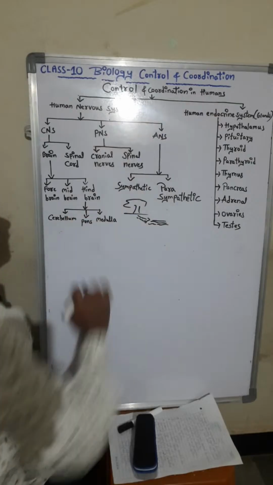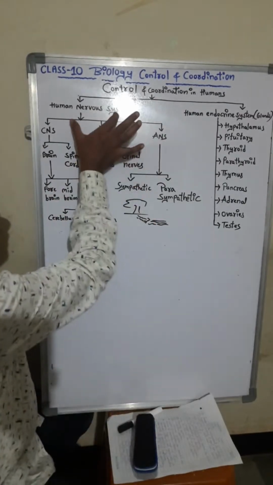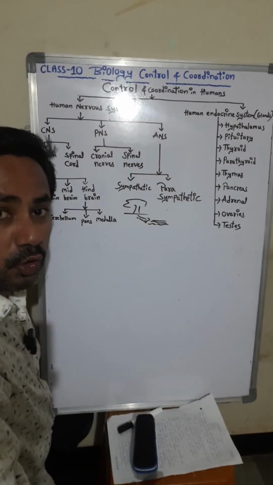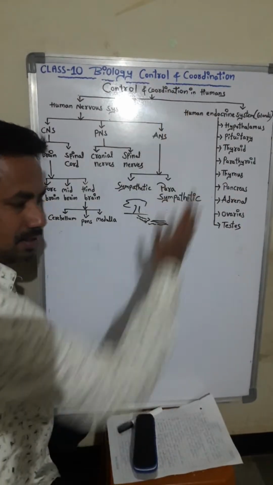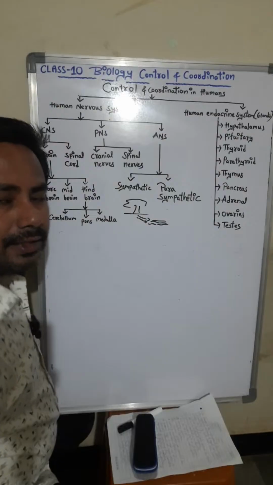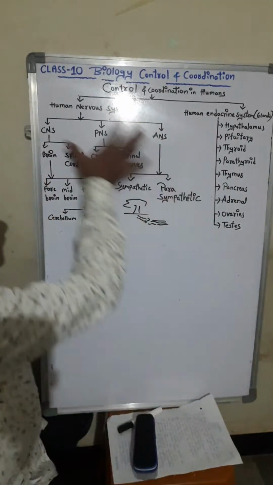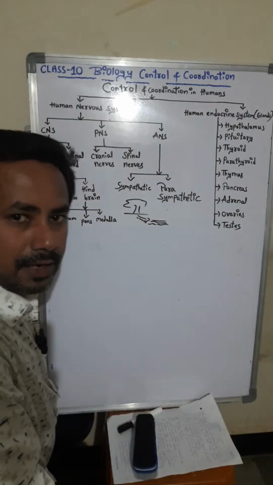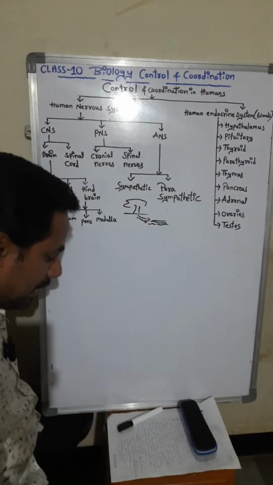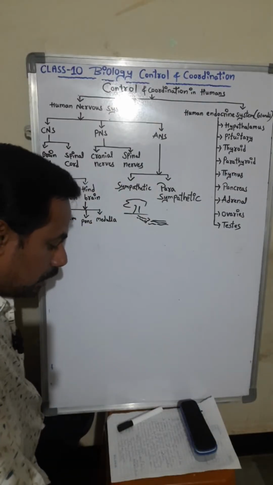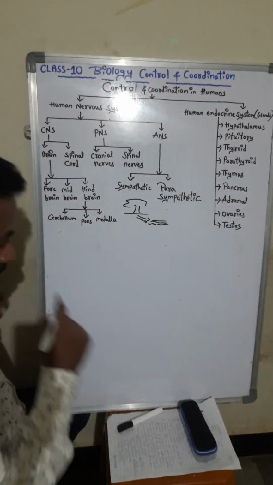So control and coordination in animals is done in two ways. One is the nervous system, another one is the endocrine system. Endocrine system, they have glands in our body, they release chemicals, and the chemicals will work for that. And another one is the human nervous system. In the human nervous system, control and coordination are brought by nervous and muscular tissues.